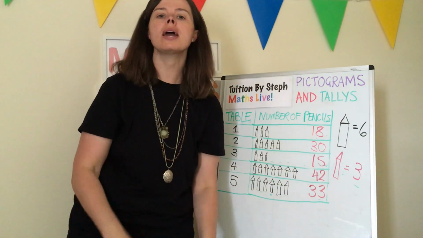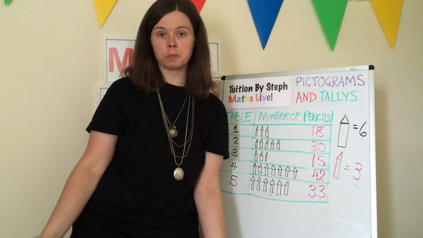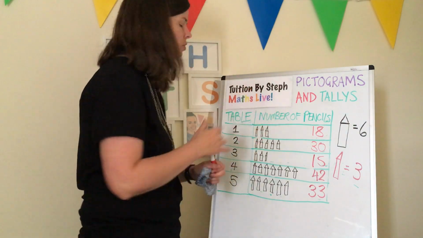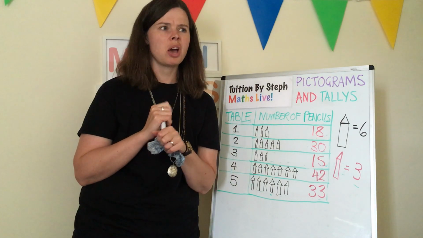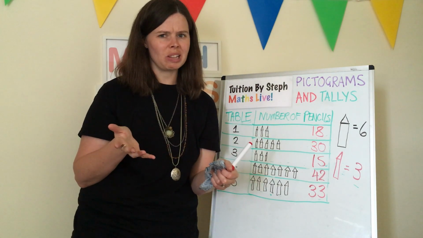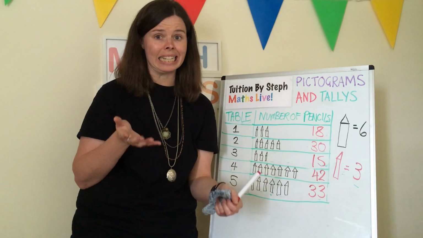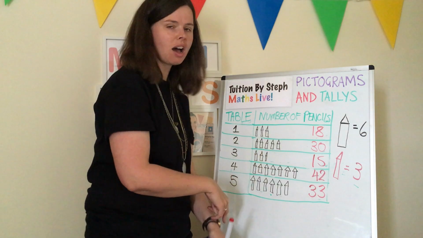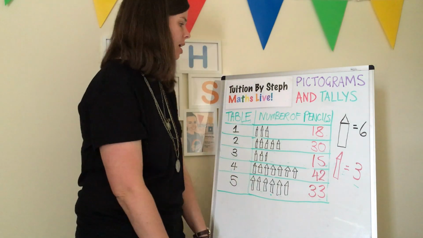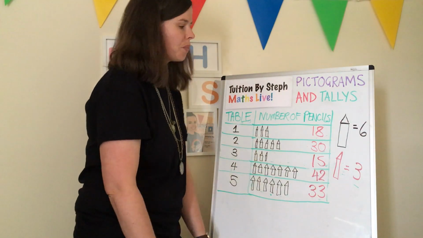So question 1 might be, which table had the most pencils by the end of the week? Oh, table 4. Table 4 was superb with looking after their pencils. Which table was not so good at looking after their pencils? Which table had the least pencils by the end of the week? Table 3, they've got less than half. What happened to table 3? Maybe they lent them to table 4.